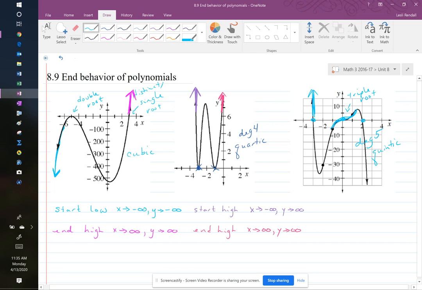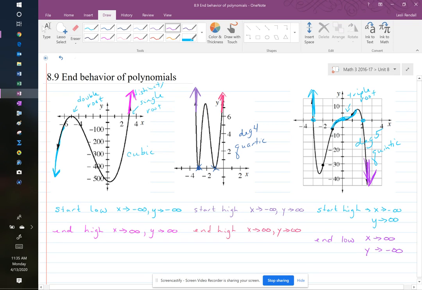So let's look at the left-hand side of the graph. It is starting high, I can see. So as x is getting smaller, y is getting bigger. When we look at the end behavior on the right, it's ending low. So as x is getting bigger, going to positive infinity, y is getting smaller.